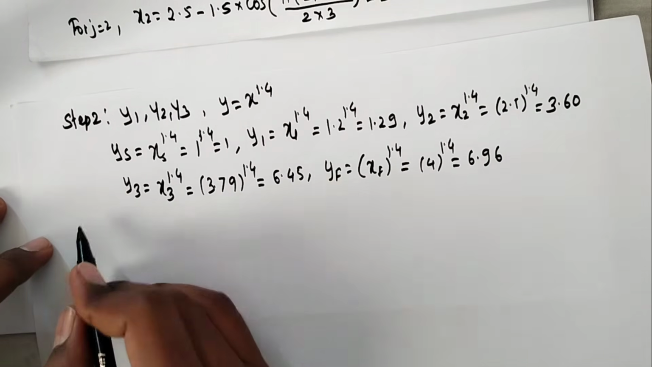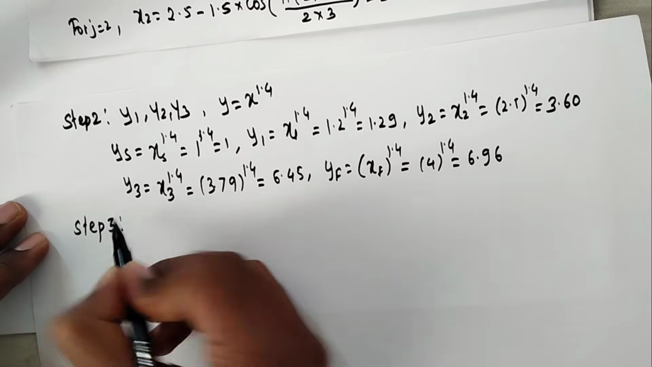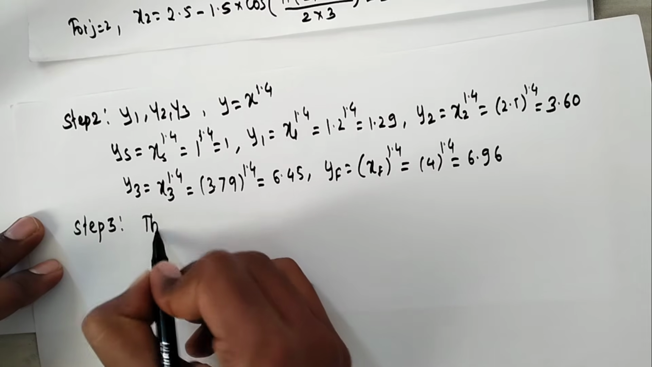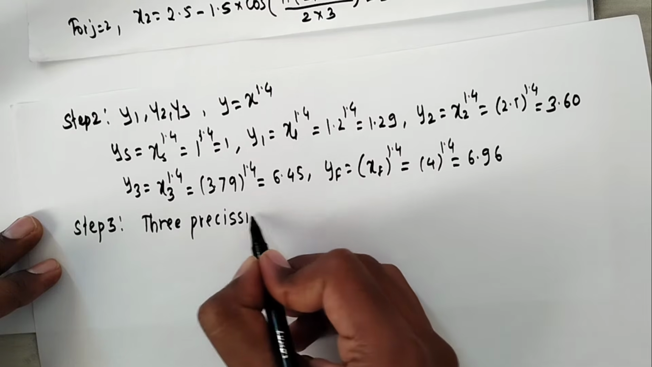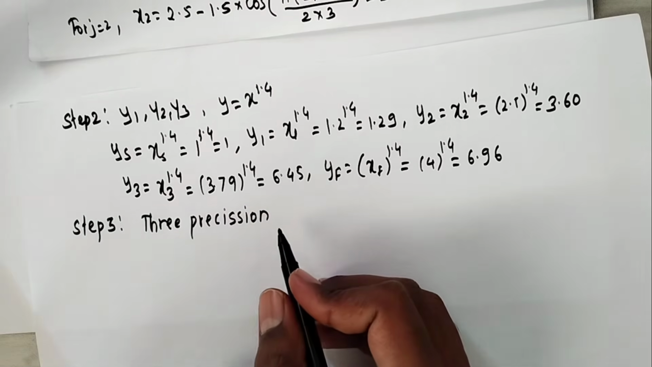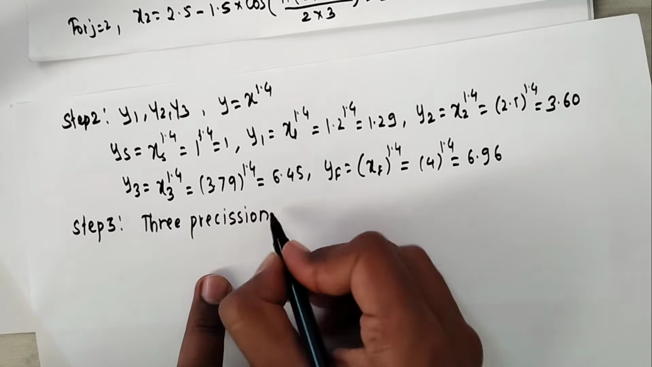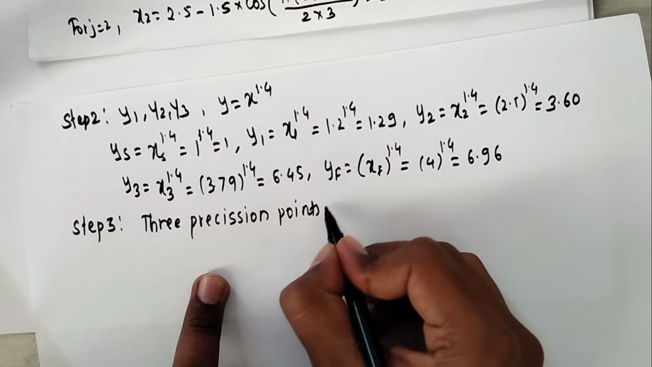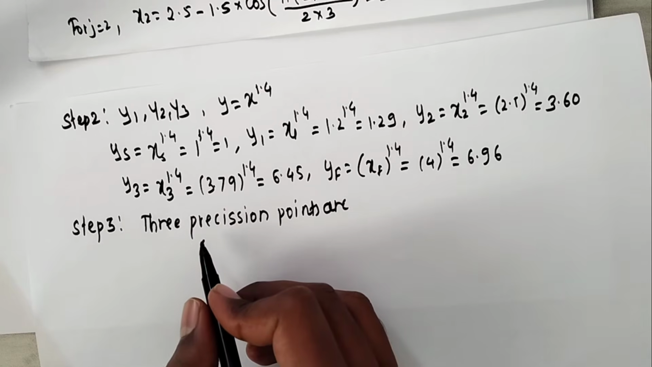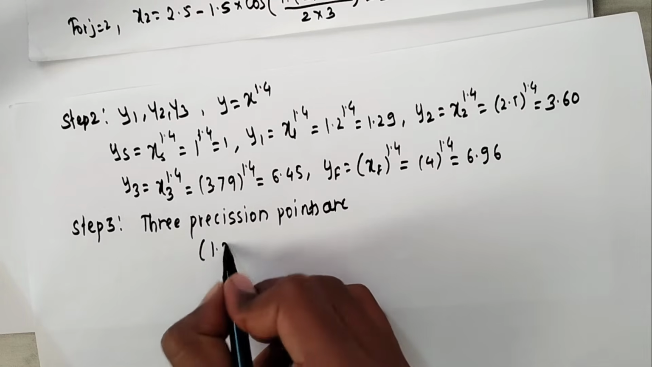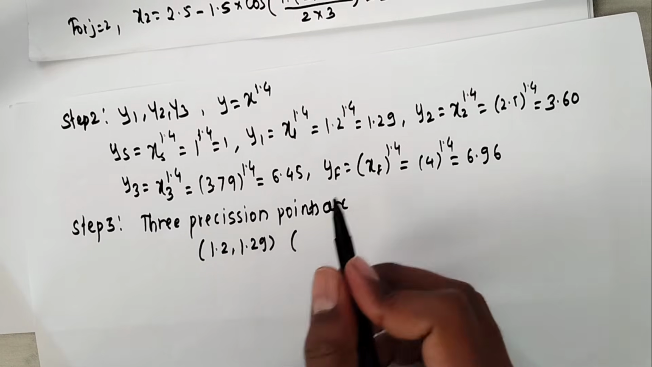So in third step, you can write precision points. And therefore, in step 3, we need to find out precision points. In some examinations, up to this can be asked for 2 marks. Determine precision points by using Chebyshev spacing method. 3 precision points are, I will write it as x1, y1. Okay, x1 is 1.2 and y1 is 1.29. Then x2, y2. Precision points means intermediate points.